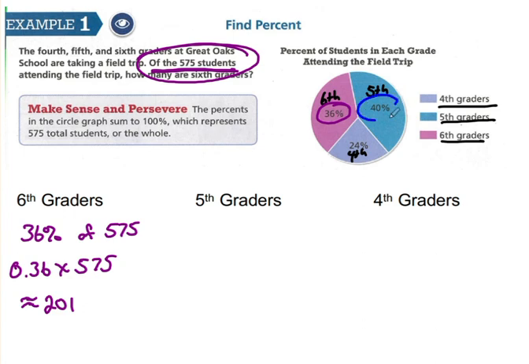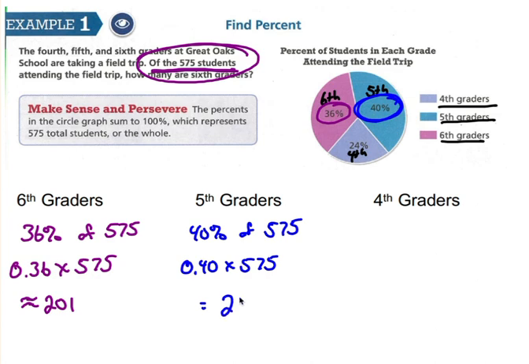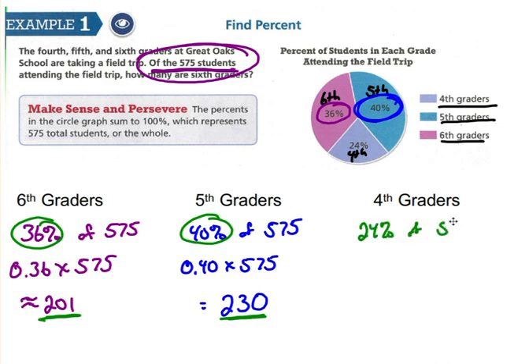So next one is 5th grade. So we look over our chart. 5th grade is 40% of the 575 students, which is 0.40 times 575, which was 230 students, which makes sense. 40% is a little bigger than 36, so we should expect to have more students than we did in 6th grade. And then we finish with our last one, the 4th graders. They were 24% of the students of the 575. So 0.24 times 575 is going to give us 138 students.